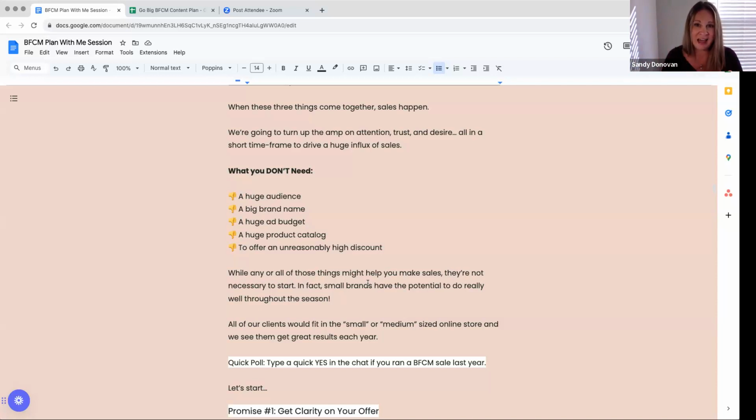A huge ad budget, you don't need to be dropping more money than is in your marketing budget just to get sales. A huge product catalog. Again, two of the examples I showed you had 1 to 2, less than 3 products, right? And we have quite a few clients actually that are very successful with 3 or less products. So you definitely do not need that.